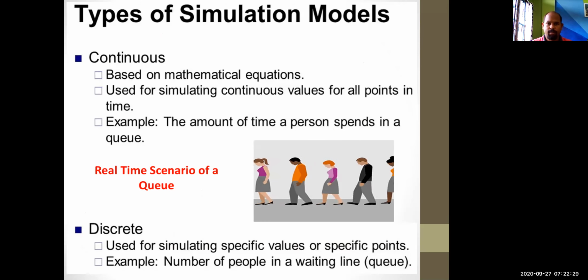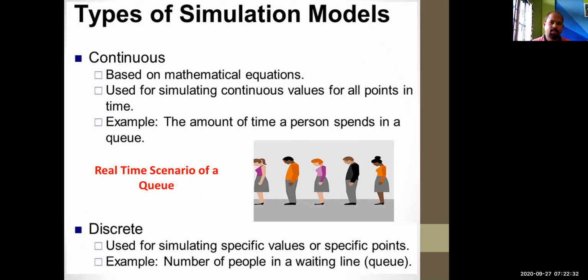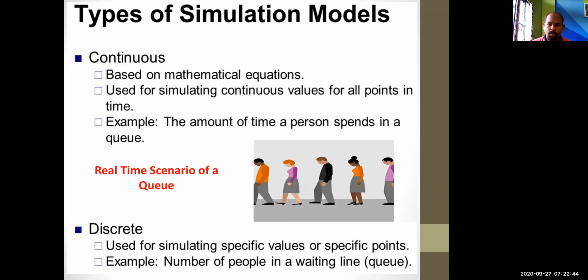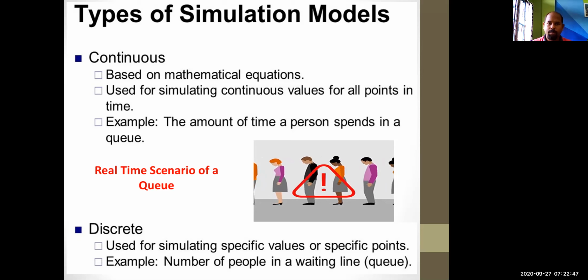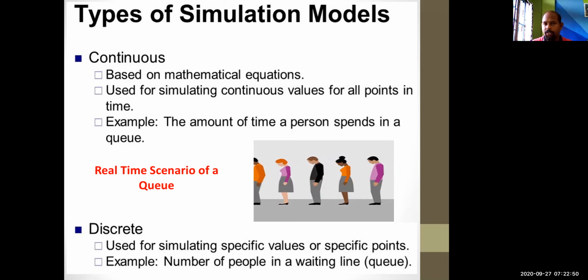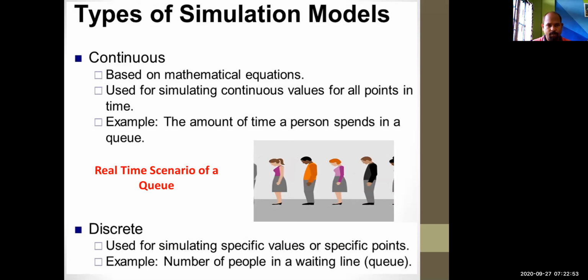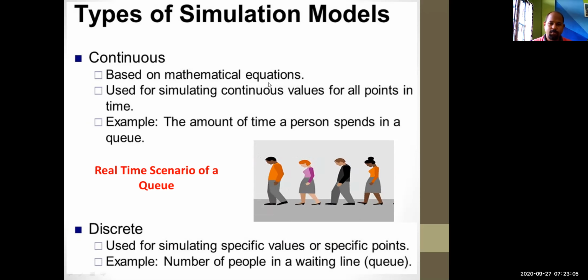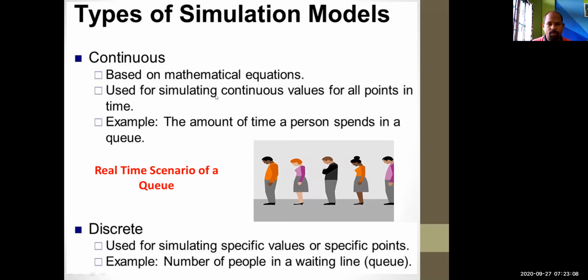Types of simulation models. While we were discussing all these discrete systems, continuous systems, discrete models, continuous models, ultimately our target is to simulate. So in the simulation, there are basically two types of simulation models. One is the continuous simulation model, which has these features based on mathematical equations. A continuous system is based on mathematical equations used for simulating continuous values for all points in time.